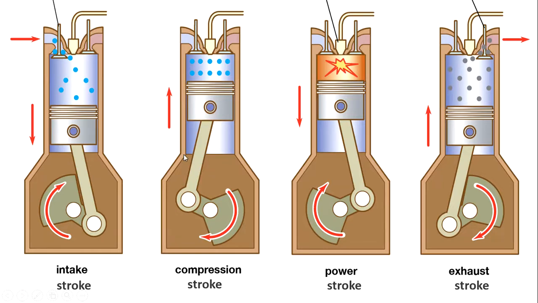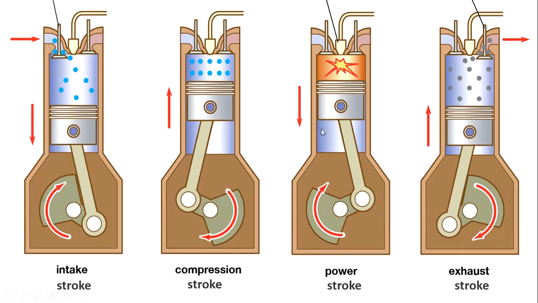Then you have the compression stroke. In the compression stroke, you see the intake valve is closed. Now the piston moves up. Here you see the piston was moving down, so the piston here is moving up and compresses the fuel and air. In the third part, you have the power stroke.